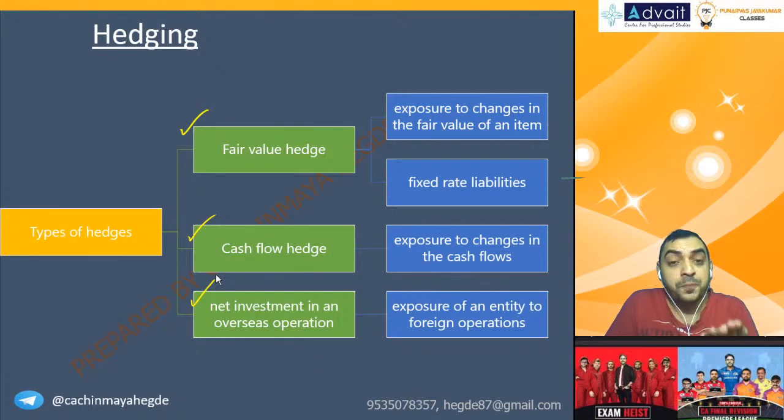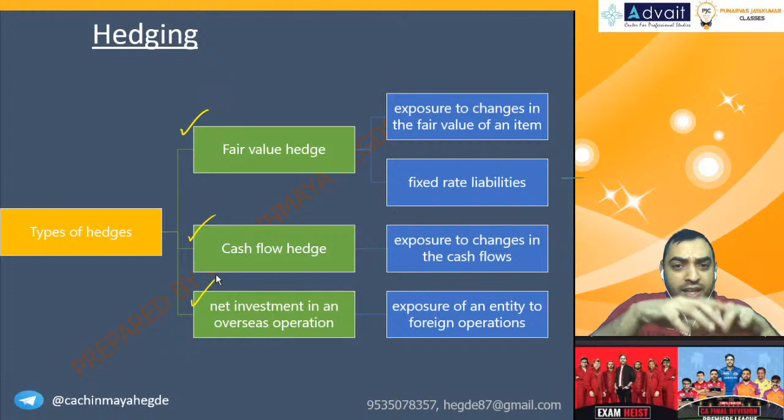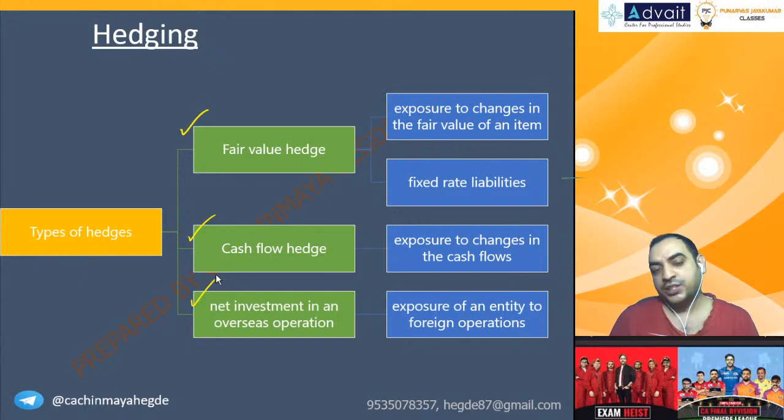Your portfolio is the hedged item which is protected, and the index future is the hedging instrument. Since you're protecting the portfolio value, it is called a fair value hedge. Coming to cash flow hedge.